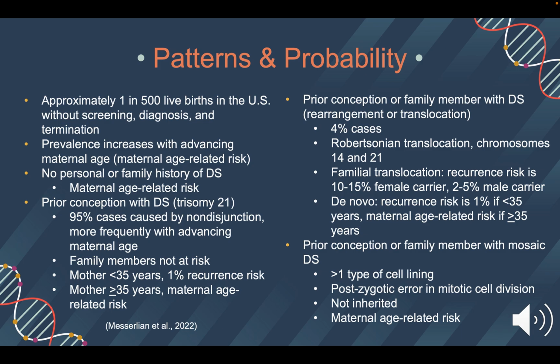Lastly, let's look at a couple with a prior conception or family member with mosaic Down syndrome. A mosaic individual has more than one type of cell lining. This typically occurs as a post-zygotic error in mitotic cell division and it is not inherited. Therefore, family members are not at an increased risk. The recurrence risk is yet again the maternal age-related risk.